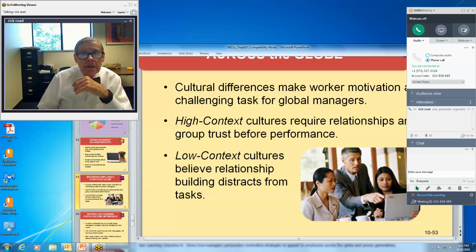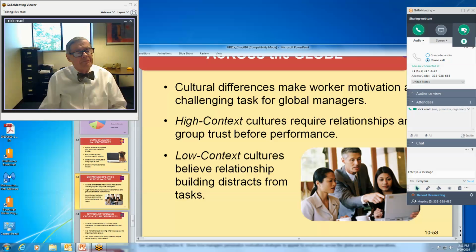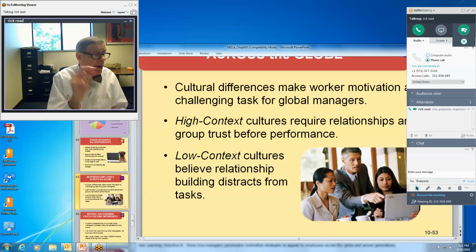We have to be cognizant of cultural differences. A high context culture, which is not Americans, requires relationships and group trust before performance. Low context, which is American, believes relationship building distracts from tasks. So we have to know who we're talking about here.